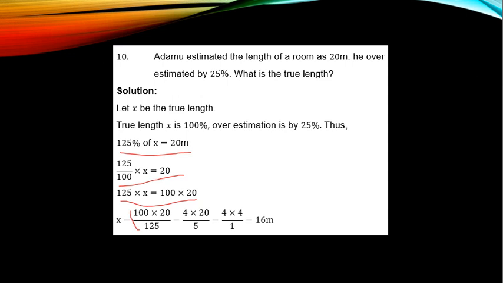That is this step. By the time you reduce, you are left with 4 times 20 all over 5. If you reduce again, you have 4 times 4 over 1, and when you multiply, you have 16 meters. So the true length is 16 meters. From that 29, if you remove 25%, that overestimation is about 4 meters. From 20, you have 16.